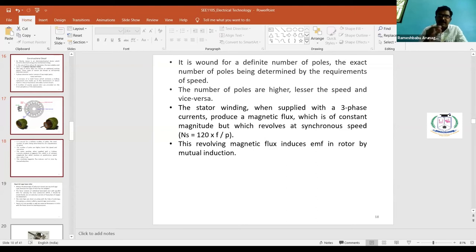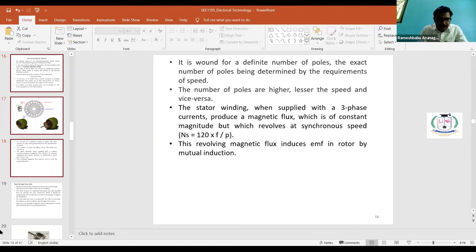Okay, so when you give a three-phase supply to the stator of a three-phase induction motor, RMF is generated and it rotates in the stator. The flux is rotating, the stator is not rotating. So this revolving magnetic flux induces an EMF in the rotor. In the rotor, the conductors are stationary, the machine has not started. So this revolving flux cuts the rotor conductors, and the rotor conductors get an induced EMF. So this revolving flux induces EMF in the rotor conductors.